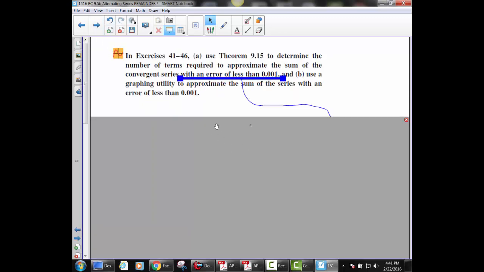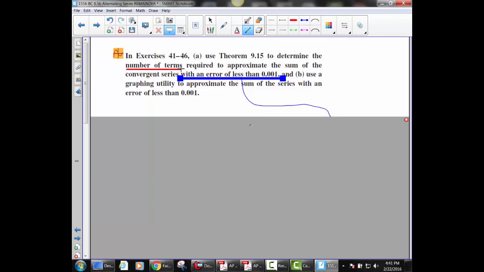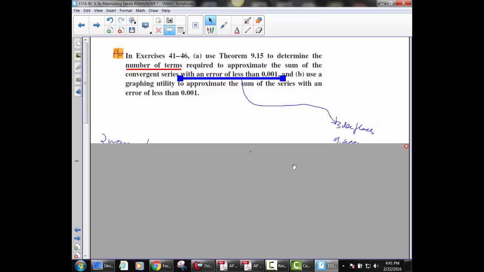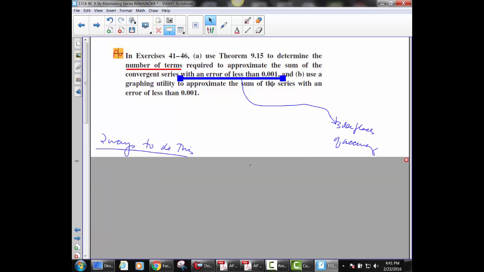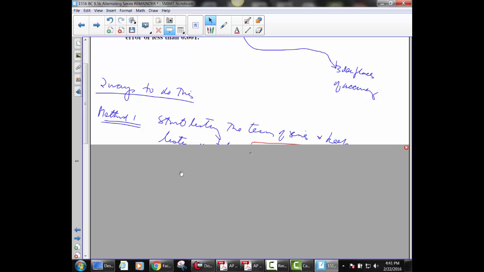Okay, in 41 through 46, it says use that theorem, the alternating series remainder theorem, to determine the number of terms. Now, the number of terms, that's what they're looking for, okay? So the number of terms required to approximate the sum of the convergent series, so they're telling you it's convergent, with an error of less than 0.001. Okay, so to say that the error is less than 0.001 is to tell you have 3 decimal places of accuracy. Now, there's 2 ways to do this.